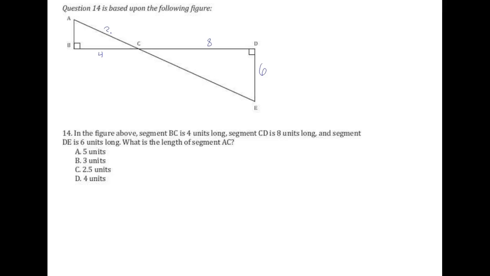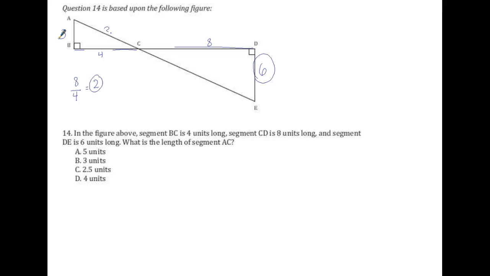So, we can either look and say, okay, so if this is 8 and this is 4, that means my small triangle is half of my big triangle, because 8 divided by 4 is 2. So my small is half my big. So if this is 6, what's half of 6? 3. So now I figured out A, B, and BC is given.